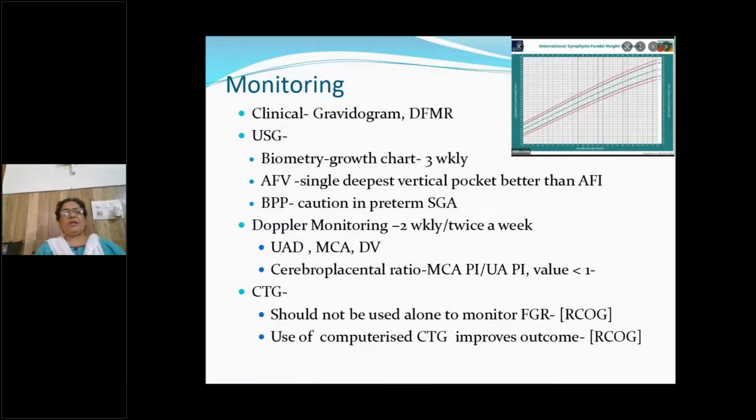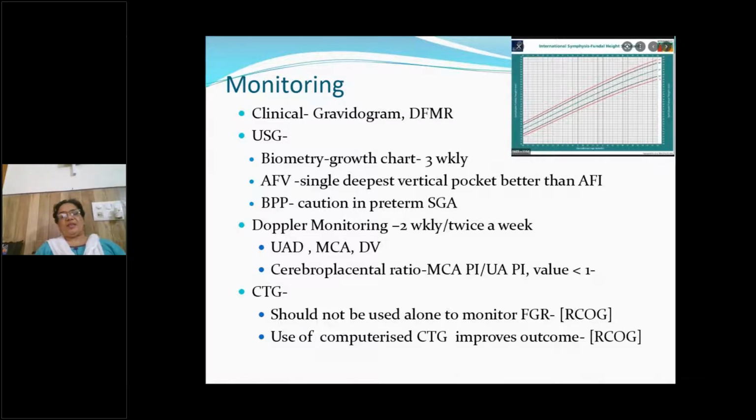For fetal monitoring, we do umbilical artery Doppler, which shows the placental circulation. We do middle cerebral artery Doppler, which shows how the fetus is responding to it. And at some stage later, we can do the ductus venosus. We'll see that protocol further.